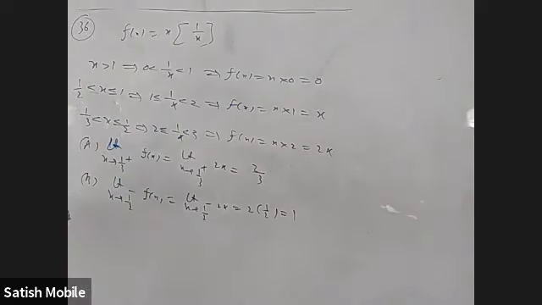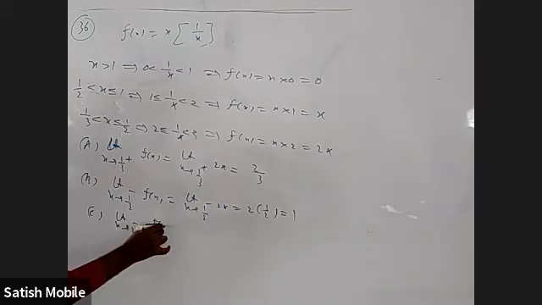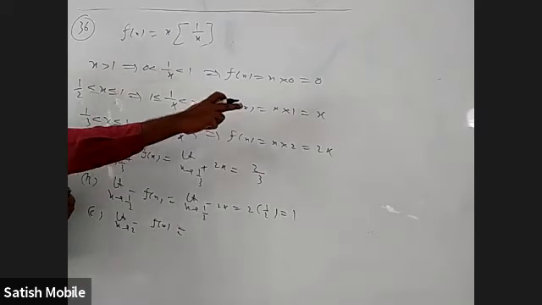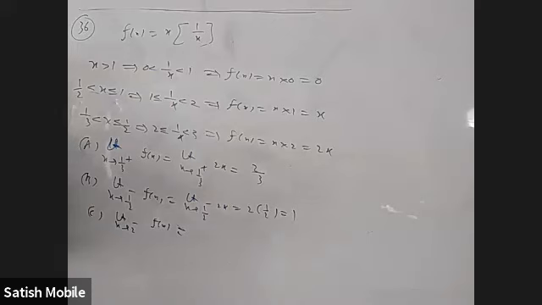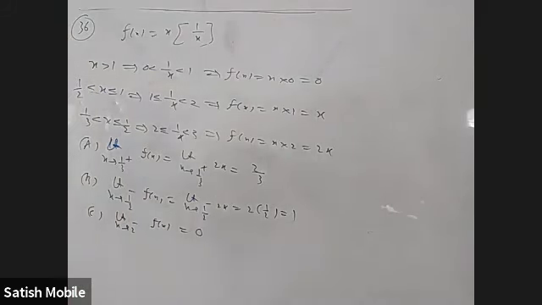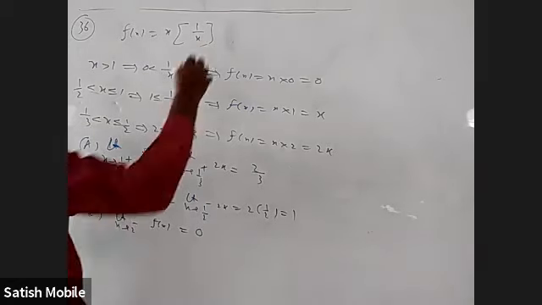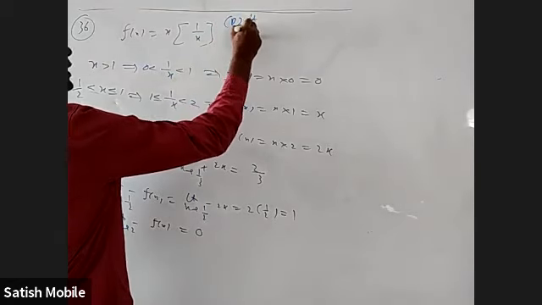Right? See, limit x tends to 2 minus f of x, whether you take 2 minus or 2 plus, 100 plus or 100 minus, doesn't matter. After 1, it is always 0. So it is 0 only, directly 0. But option D is what we have to do carefully here. For D, I am writing limit x tends to 0 plus.